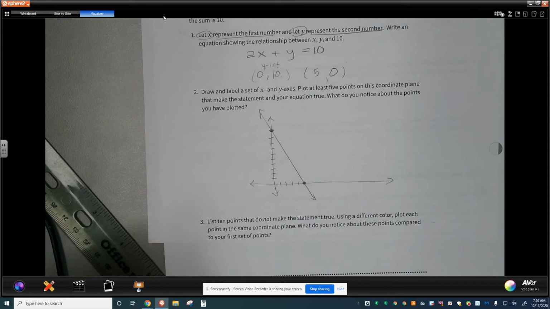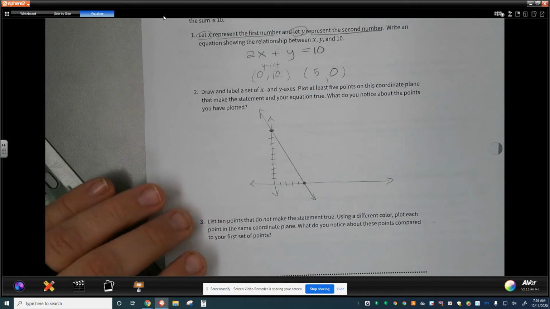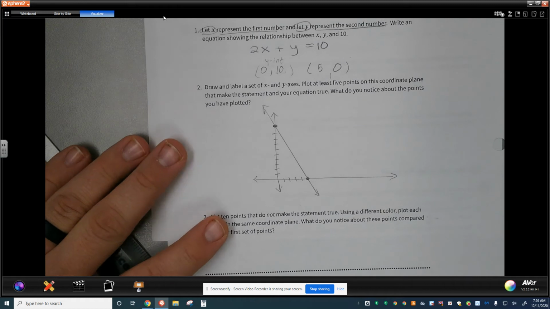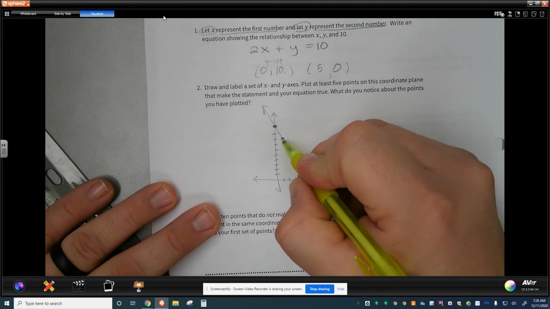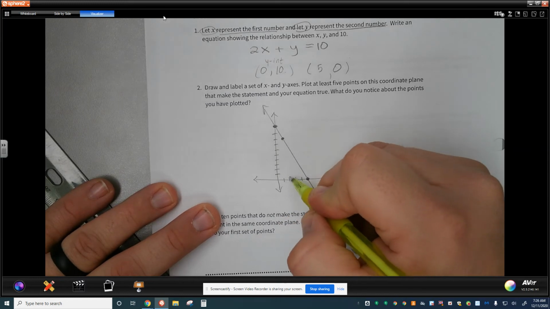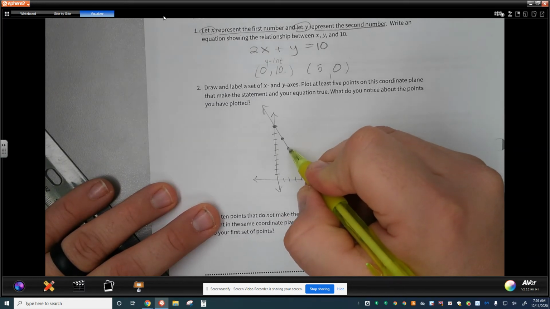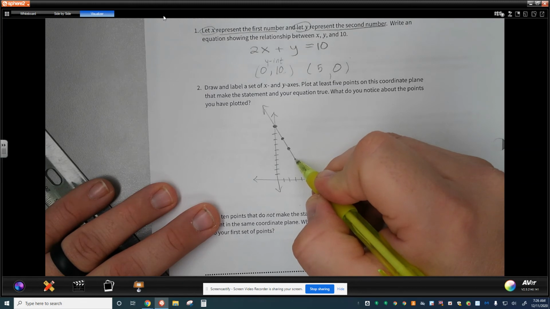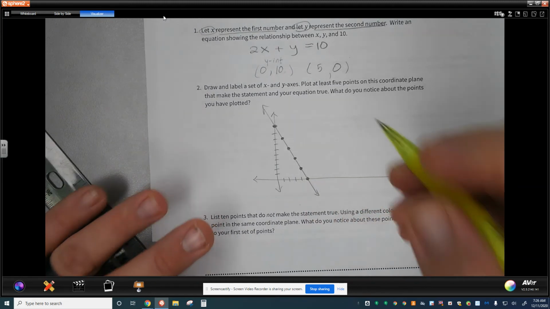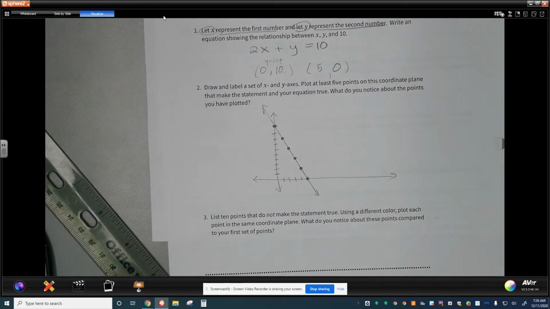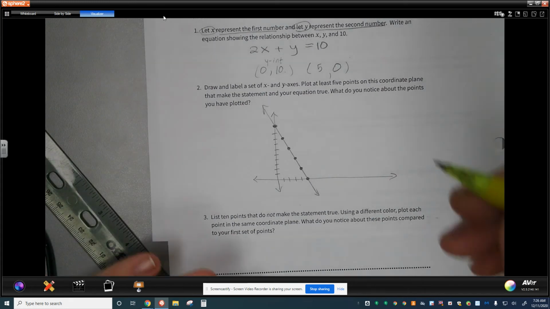So what we can do with this, plot at least 5 points on this coordinate plane that make the statement in your equation true. What do you notice about the points you've plotted? Well, I know that one of those points will be here. One of them will be here. One will be here. And one will be here. Now, how did I know that? Well, let's look at this.